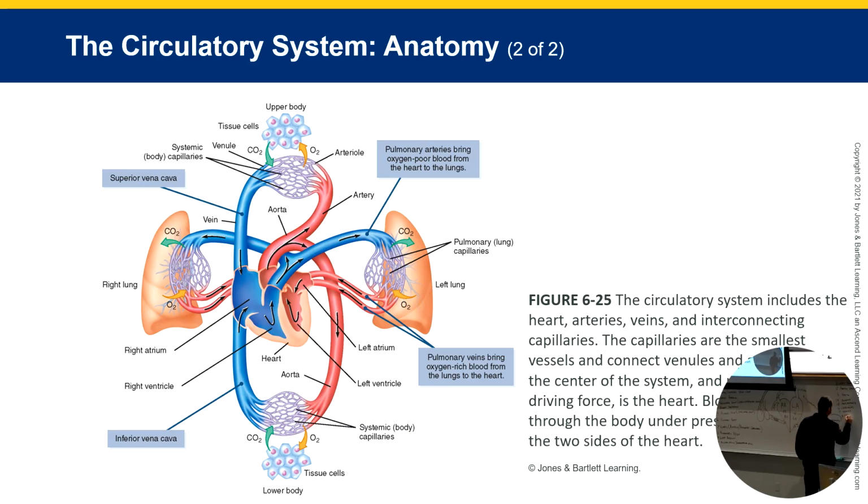And then what did we learn about the superior and inferior vena cava? They are the biggest veins in the body. So it goes right back to the superior and inferior vena cava, back into the right atria. Any questions? So that is the pathway of blood through the heart.